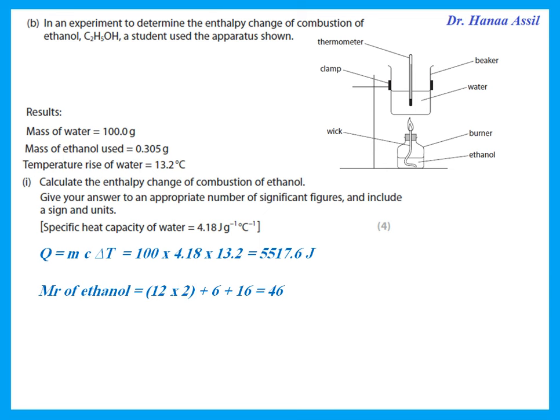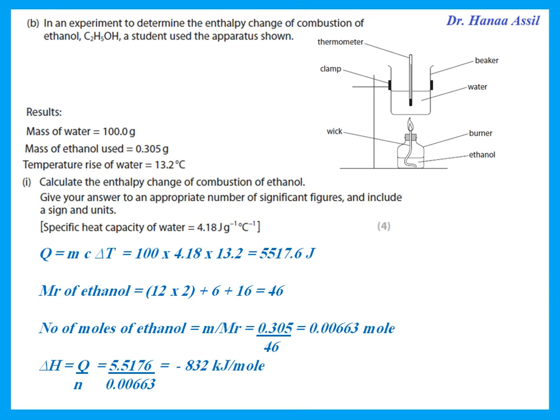The Mr of ethanol is 46, so the number of moles is the mass over the molecular mass. Now we know that delta H is what? Delta H is Q over n. So the Q that we calculated, remember it came out on the top in joules. Now, if I want to put it in delta H, it is preferable to put it in kilojoules. So you're dividing by 1,000.